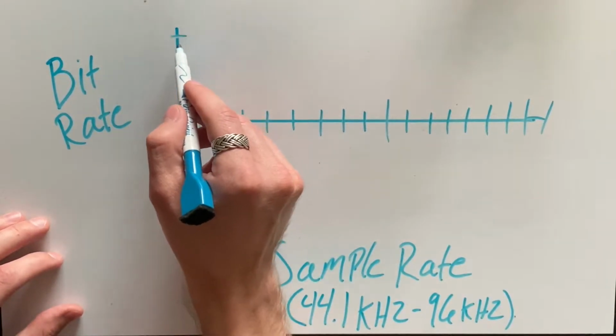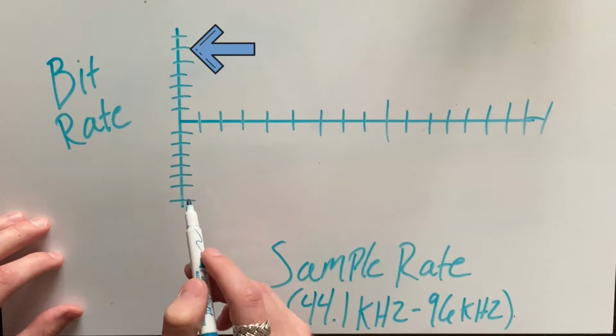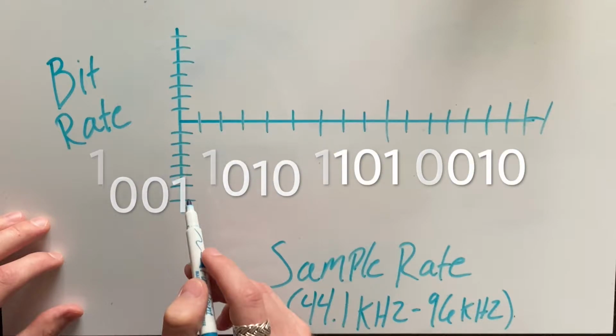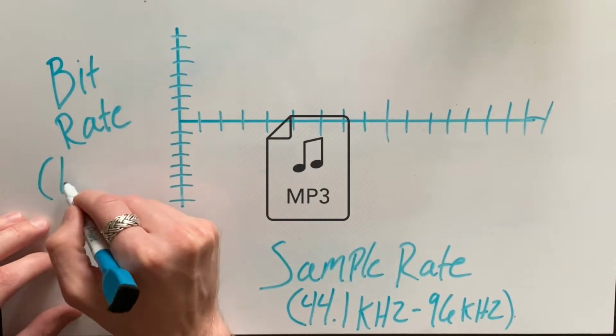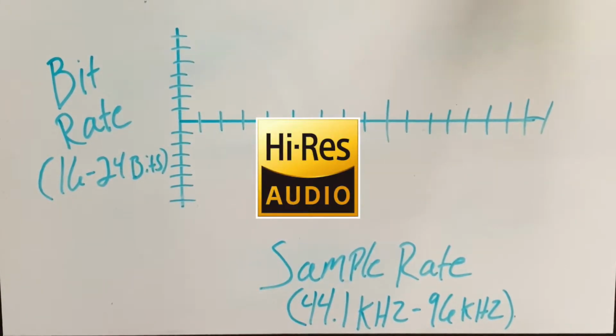The bit rate measures the accuracy of the coordinates from the sample rate in terms of amplitude or energy. So the higher the bit rate, the more accurate a song is. It also determines how much data is collected. When you lower the bit rate, you lose out on a lot of information, especially in the dynamic range. Think about it in terms of the y-axis. An audio file typically uses a bit rate of 16 bits, and high-res uses 24 bits.